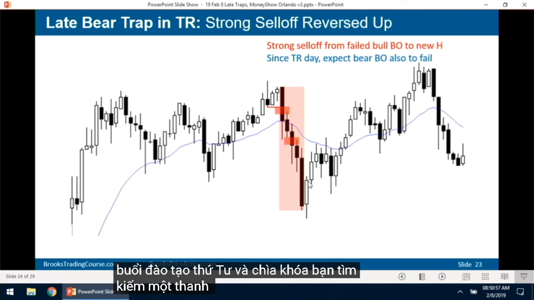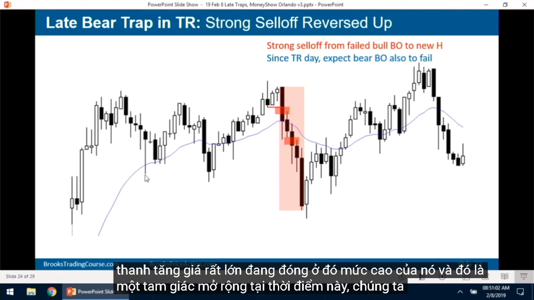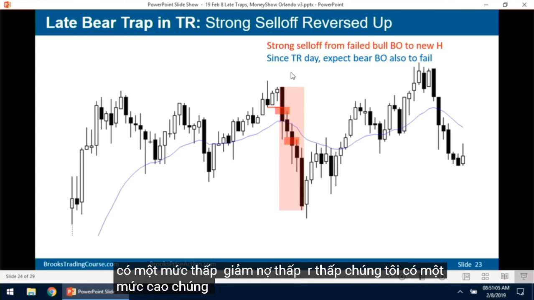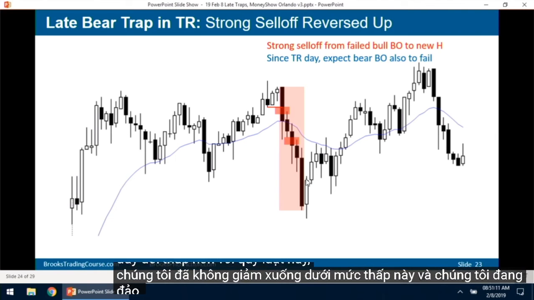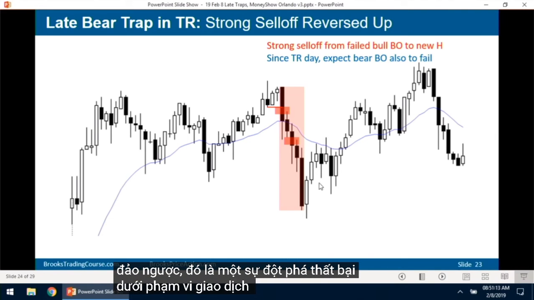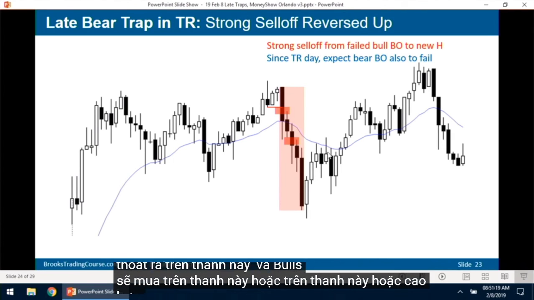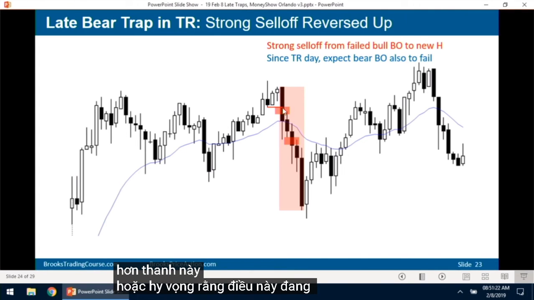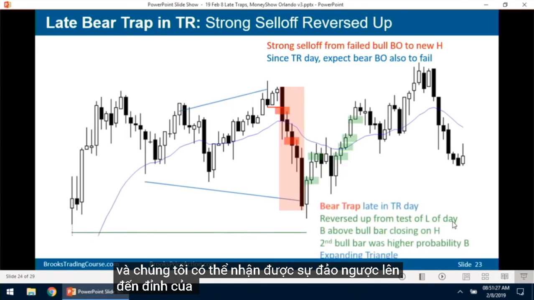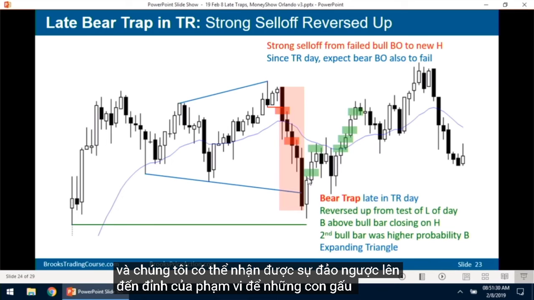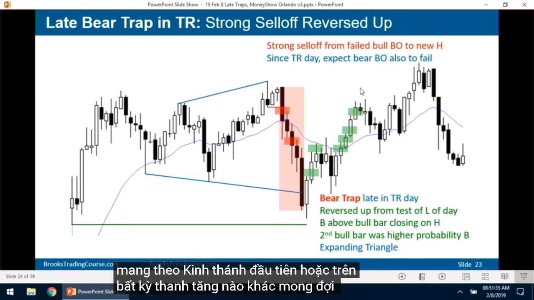And the key, you look for a bull bar. Here we have a very big bull bar closing near its high, and it's an expanding triangle at this point. We have a low, lower low, lower low. We have a high, we have a higher high. And it's a higher low double bottom with this low. We did not fall below this low, and we're reversing up. It's a failed breakout below this trading range. Bears have to get out above this bar, and bulls will either buy above this bar or above this bar or above this bar, expecting that this is trapping bears, and the bears will have to get out, and we could get a reversal back up to the top of the range. So bears get out above the first bull bar. Bulls either buy above the first or above any other bull bar, expecting a test back up.